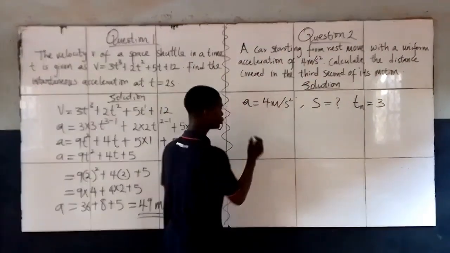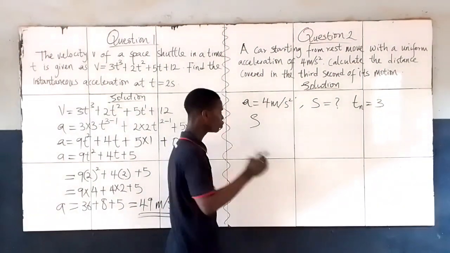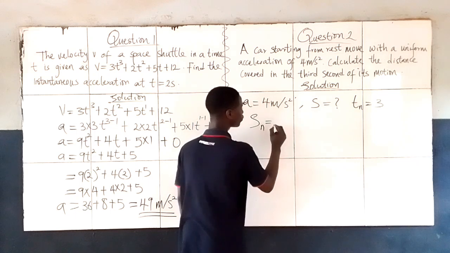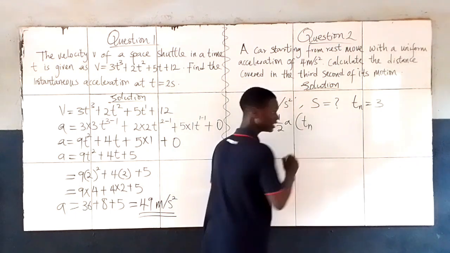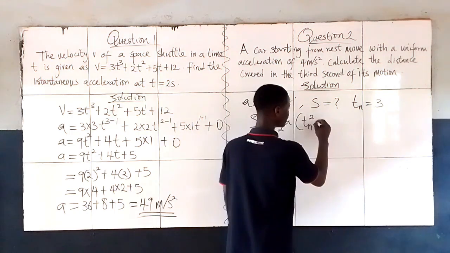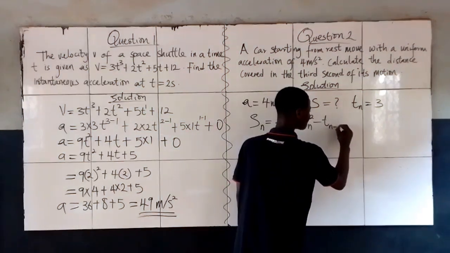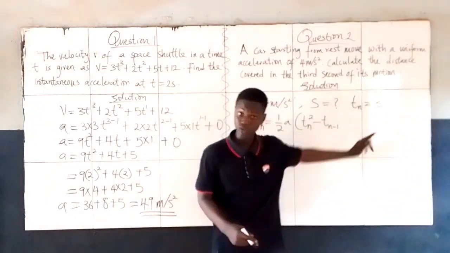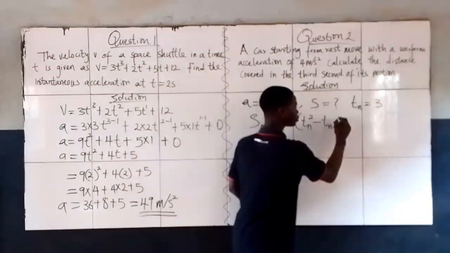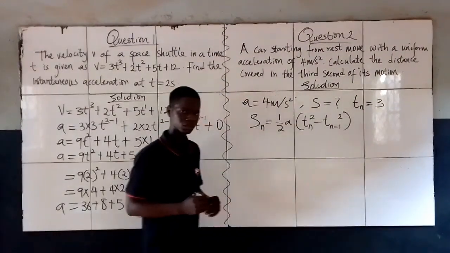What is the formula we use since it's an nth term motion? We say xn equals to what? 1 over 2a in bracket Tn, which is what we have, squared minus t subscript n minus 1. That is the number before what? 3, which is 2. We replace this with 2. Also squared. Are you seeing that?